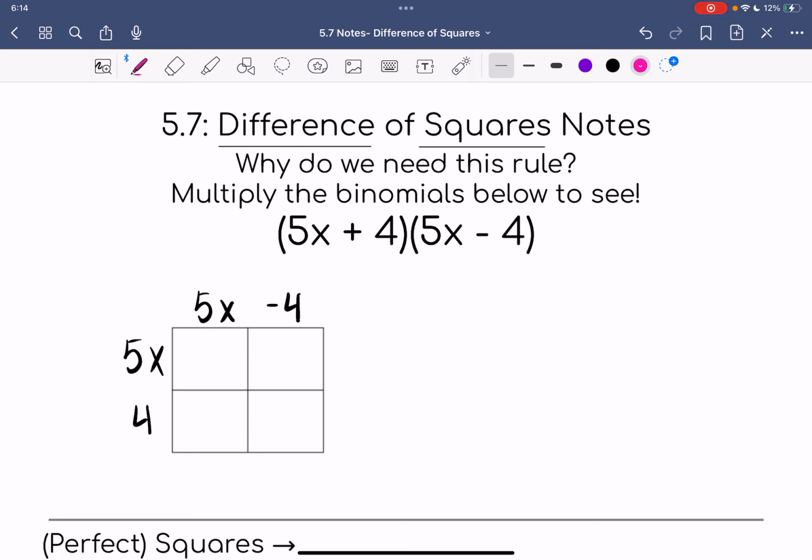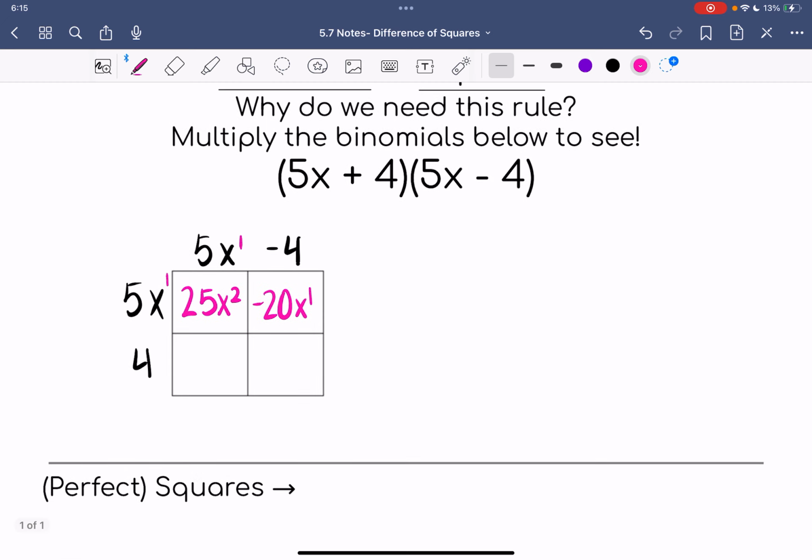So 5x to the first power, 5x to the first power. In the top left box, 5 times 5 is 25. We add our exponents, 1 plus 1 is 2. In the top right box, 5 times negative 4 is negative 20. We bring over that x to the first. Bottom left-hand box, 5 times 4 is 20. Bring down that x to the first. And in the bottom right-hand box, 4 times negative 4 is negative 16.